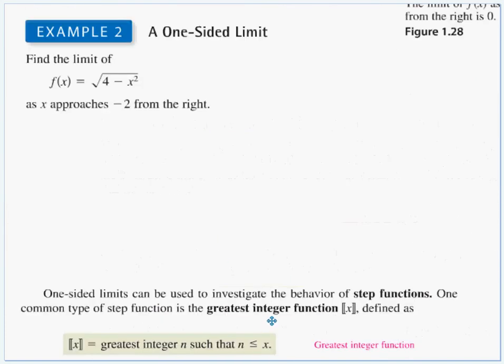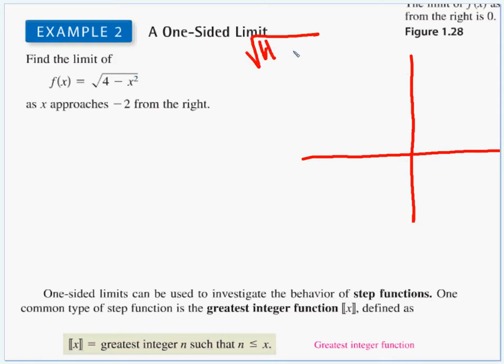All right. So let's see here. Example 2 is a good illustration of these one-sided limits. It says find the limit of f of x equals the root of 4 minus x squared as x approaches negative 2 from the right. Let's even come up with the graph of this. The square root of 4 minus x squared, or the root of some number minus x squared, is going to be half a circle. The square root of 4 is 2. So this is half a circle of radius 2, and it will be in the first two quadrants.